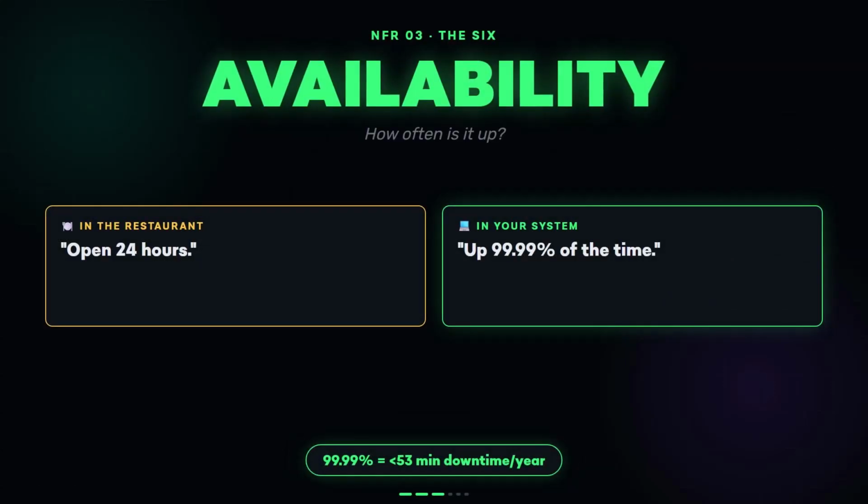Next is availability. How often is the system up? In the restaurant, open 24 hours a day. In your system, up 99.99% of the time.